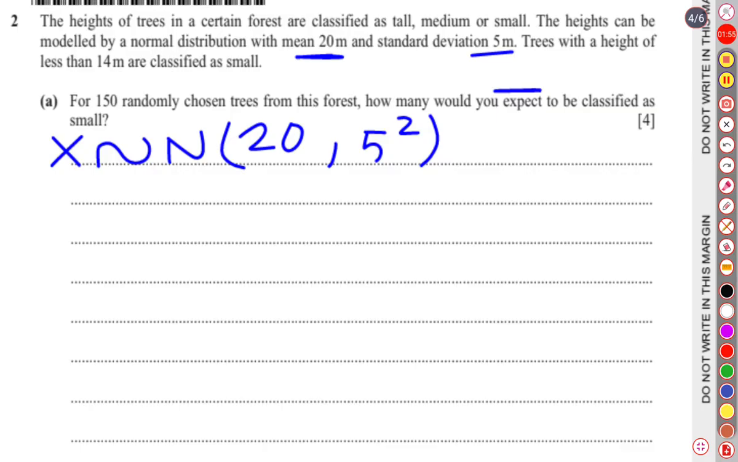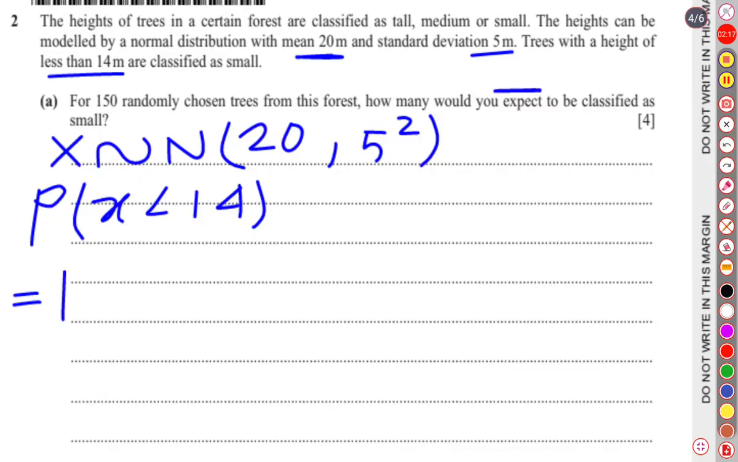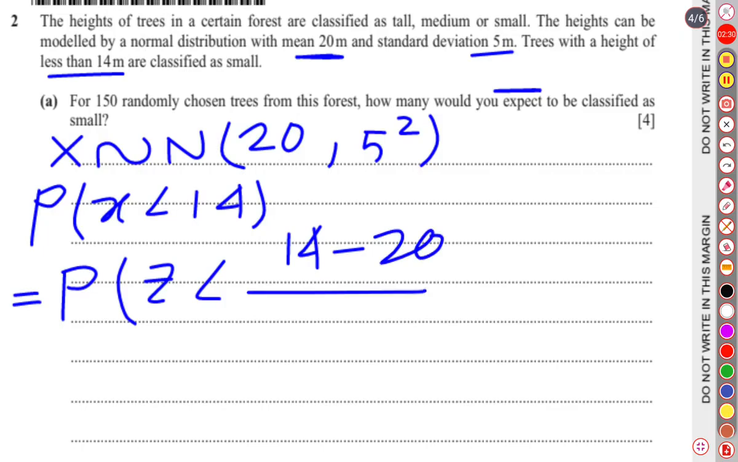Now we are going to find the probability. Probability of what? X is less than 14 meters. After that, we will have to standardize this score: Z less than (14 minus mu) over the standard deviation. Mu is 20, and the standard deviation is 5, already given in the question.